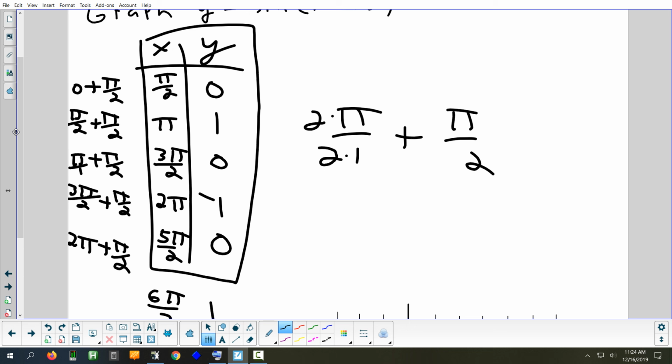Okay, so now the way I would grade that, you get 5 points for the x's, 5 points for the y's. So 10 points for that table. Questions on the table?